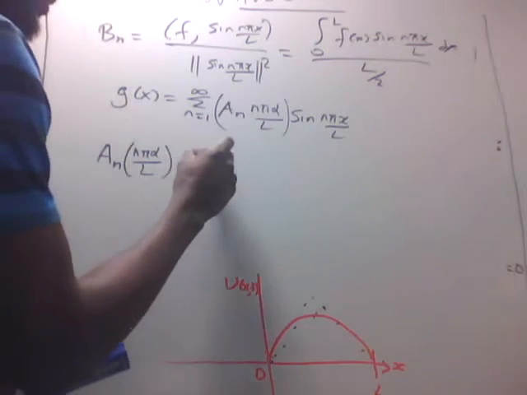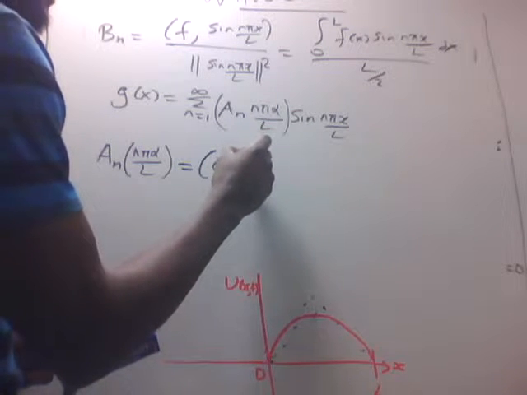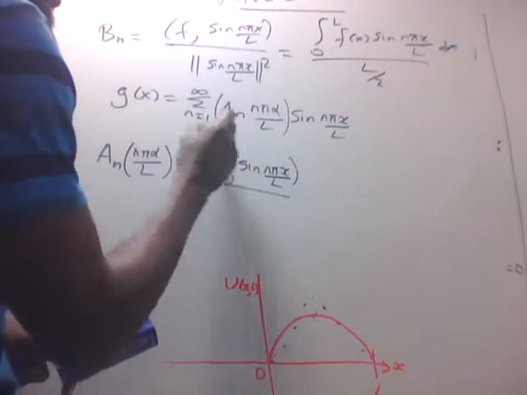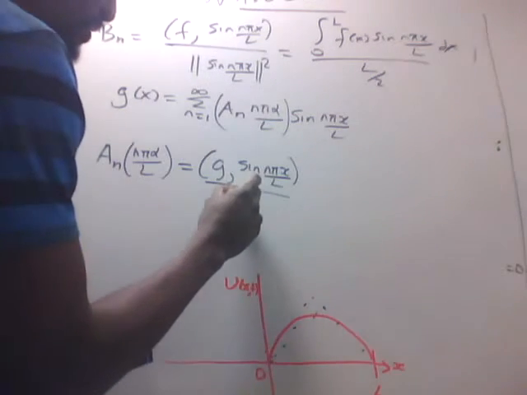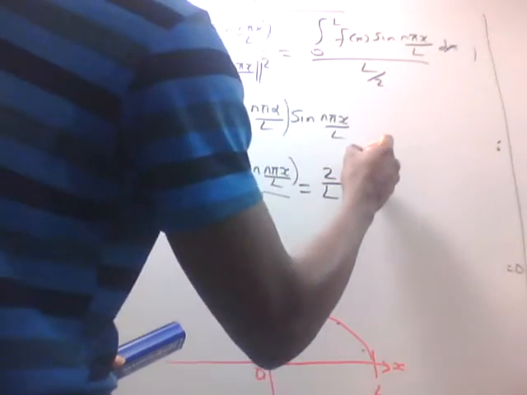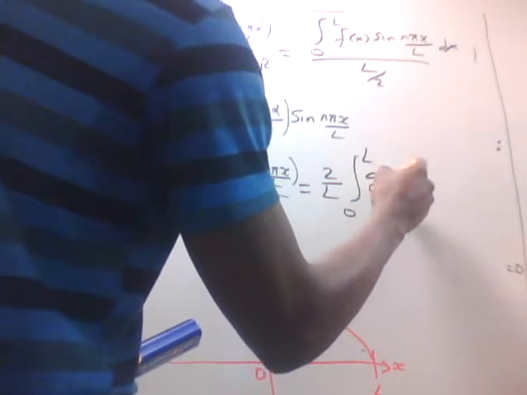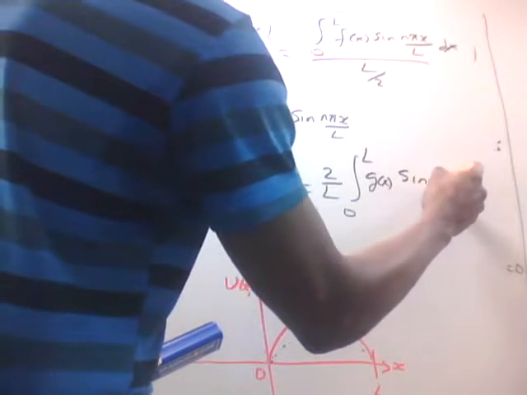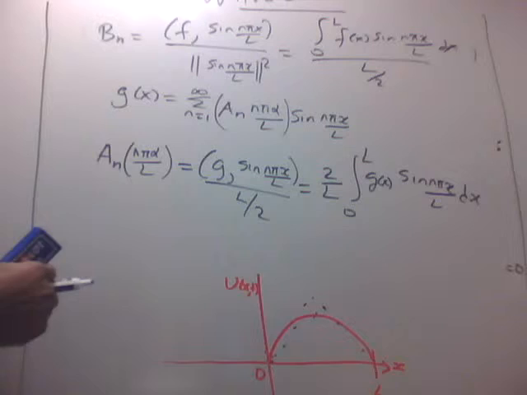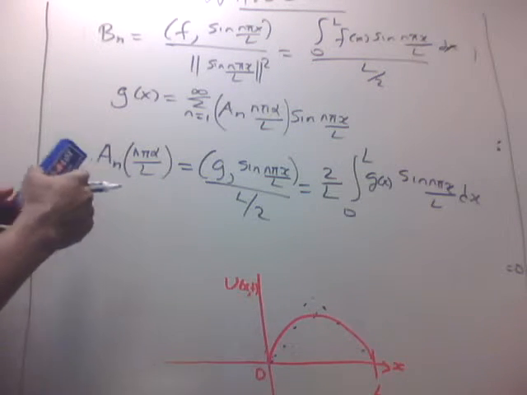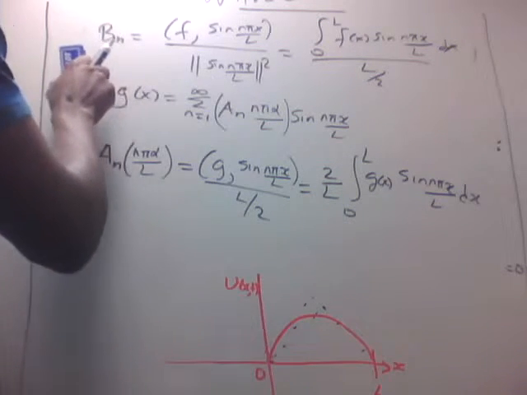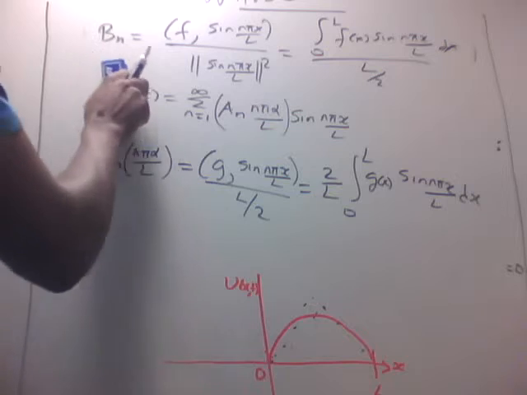So this here is what is equal to the inner product of g and sine n pi x over L, divided by the square norm of sine n pi x over L, which we had already said was L over 2. So this equals 2 over L integral 0 to L g of x sine n pi x over L dx. Okay, so we have our two coefficients, and I can take this constant over here.